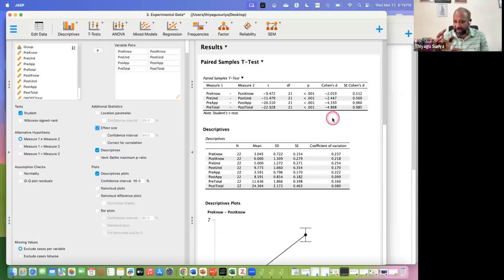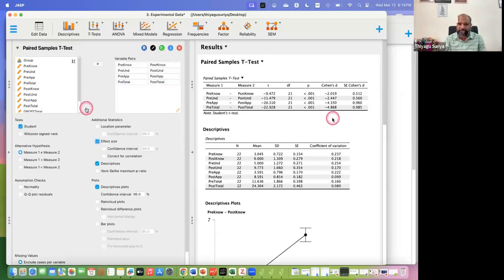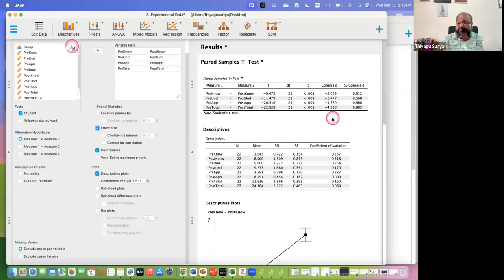What is the meaning? Anyone tell me what is the meaning of this? Effect size means the intervention effect. The intervention effect on pre-test and post-test knowledge is very large because after the intervention, the effect is much greater, right? Suppose I want to do the experimental method for this. What can you do, anyone? I did it for the paired sample t-test. How to edit this?